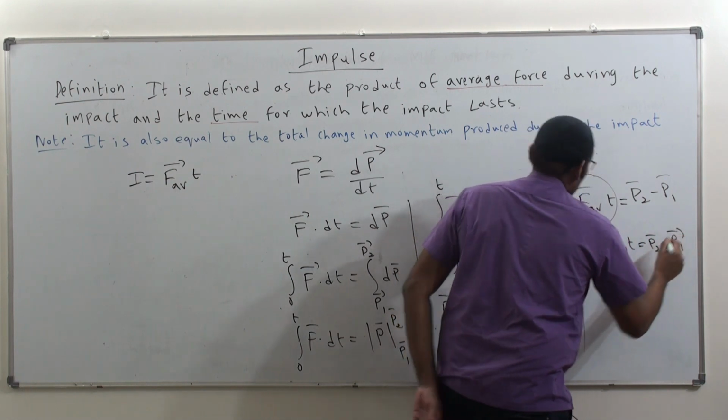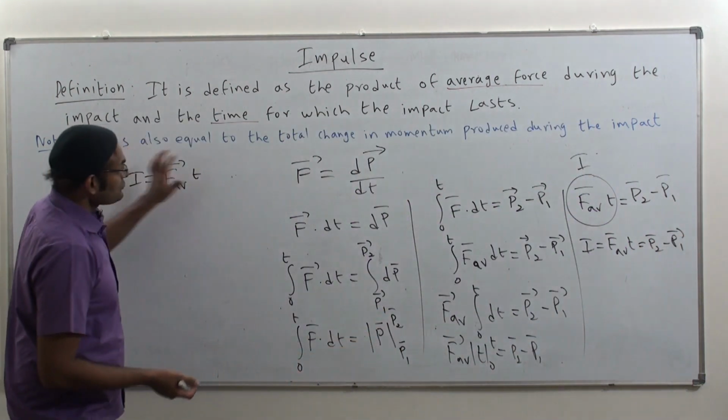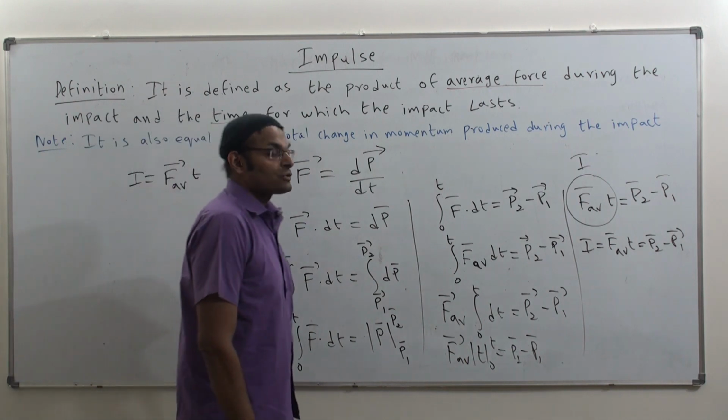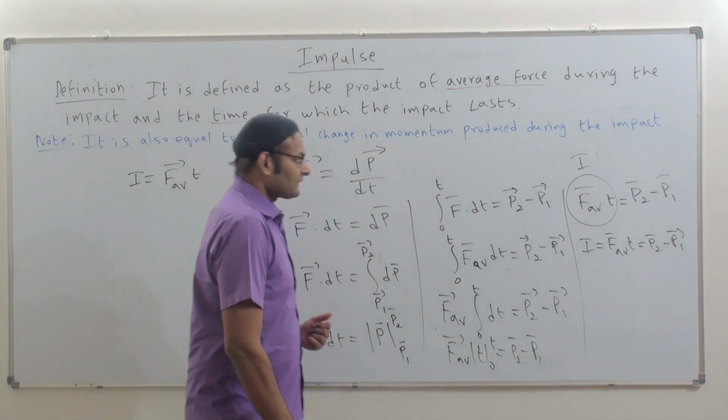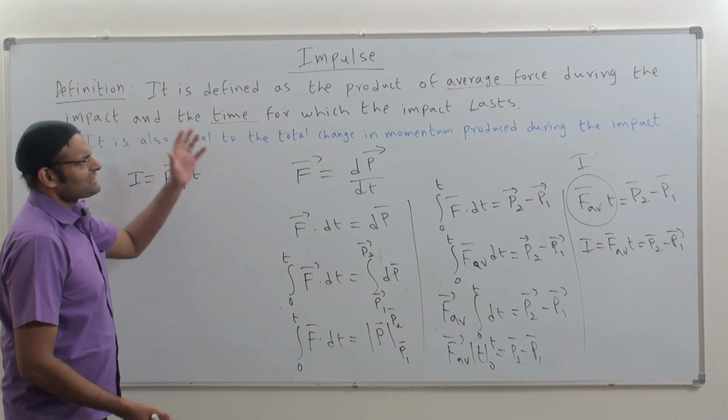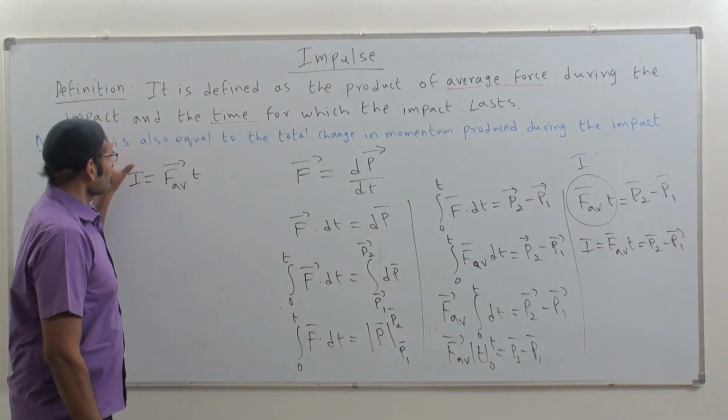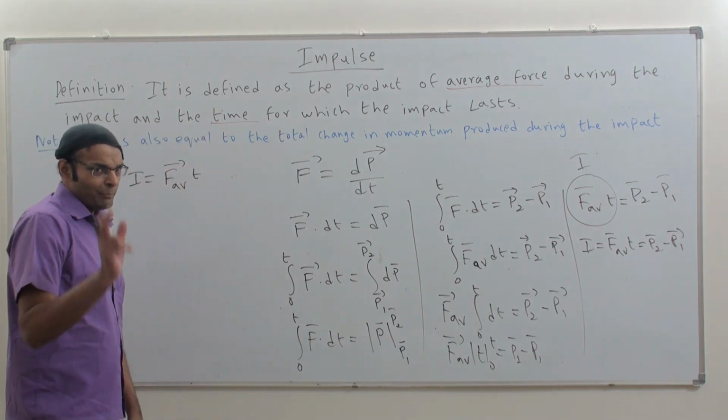So the note I have written, it is also equal to the total change in momentum produced during the impact. So what does impulse say? Impulse is the product of average force during the impact and the time for which the impact lasts.